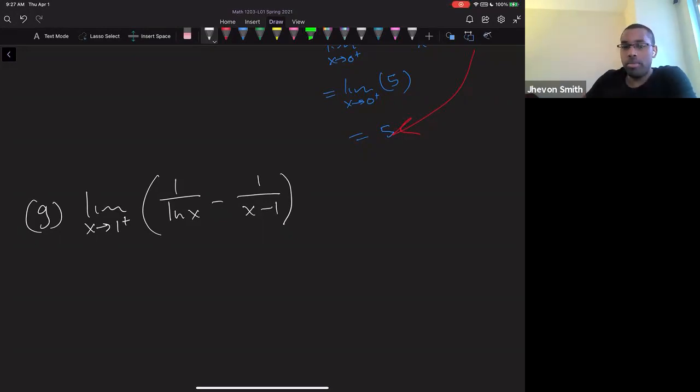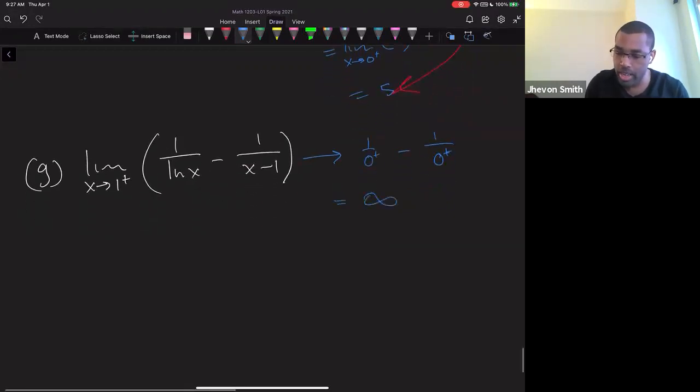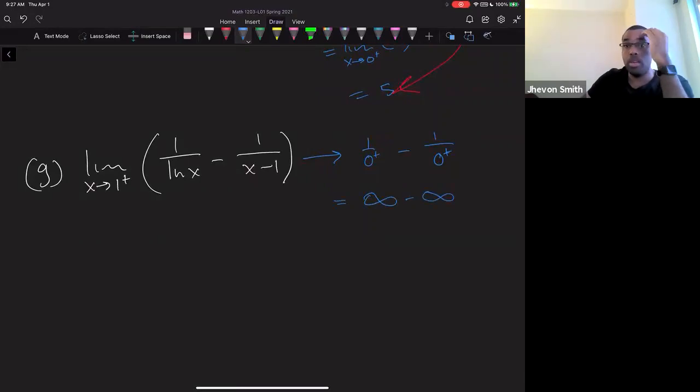Okay, we're approaching 1 from the right. What's going to happen? Well, we know the graph of the logarithm. At 1, log hits 0. On the right side, it's positive. So approaching 1 from the right is like approaching 0 from the right side. So this is 1 over 0 plus, minus. If x is approaching 1 from the right, that means x is a little bigger than 1. If I subtract 1, it's slightly positive. So this again goes to 0 from the plus side. And so this actually gives us infinity minus infinity.